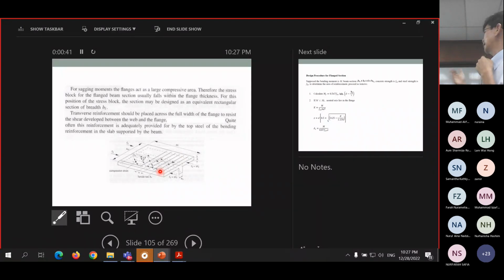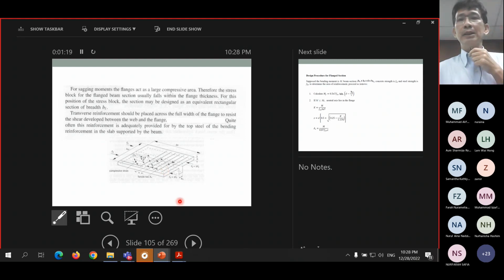That reinforcement can come from the reinforcement in the slab. So this reinforcement is to resist transverse shear. Vertical shear is in the web here, and we design it the same as rectangular sections. But for the flange you have this transverse shear in the horizontal direction, and this has to be resisted by the reinforcement located in the flange of the beam section. So this is an extra check for shear in flanged beams.